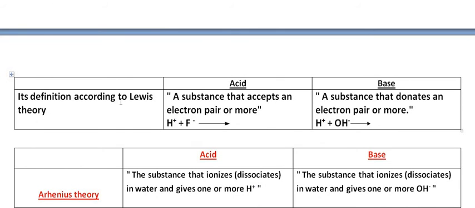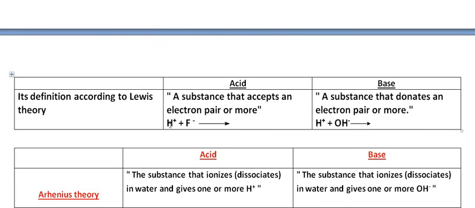The final theory of acids and bases is called Lewis theory. According to Lewis theory, the acid is a substance that accepts an electron pair or more, while the base is the substance that donates an electron pair or more.